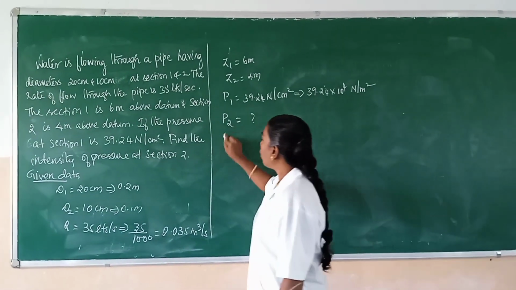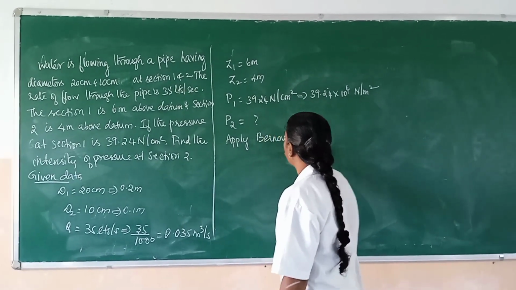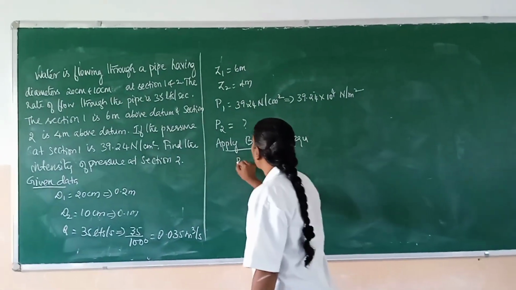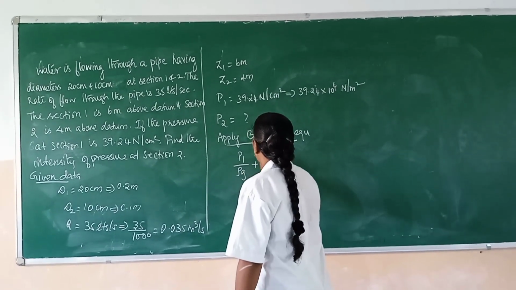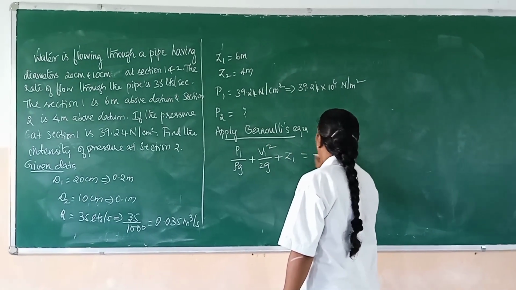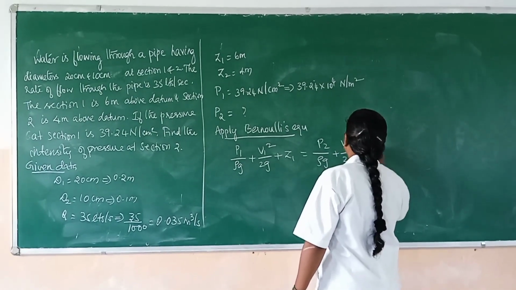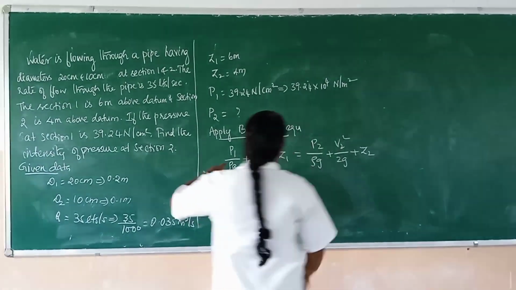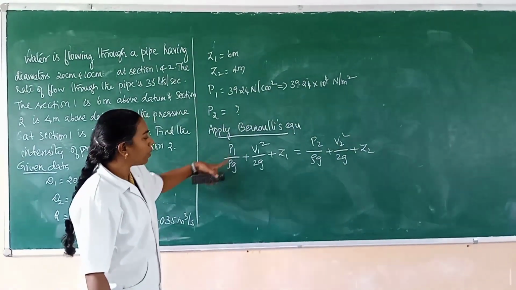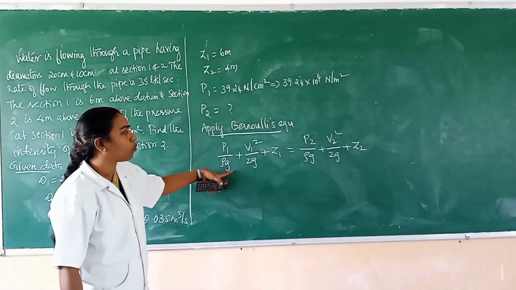So what we have to do? We have to apply Bernoulli's equation. P1 by rho g plus V1 squared by 2g plus Z1 is equal to P2 by rho g plus V2 squared by 2g plus Z2. We know the P1 value is given as 39.24 into 10 to the power of 4 Newton per meter square. It is water, so the density of water is 1000. The g value is 9.81, we already know.